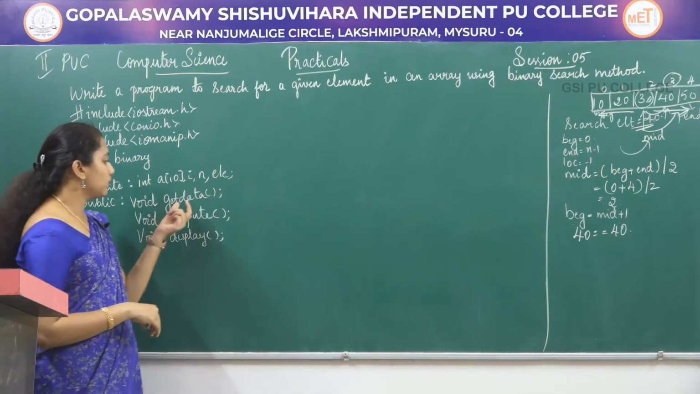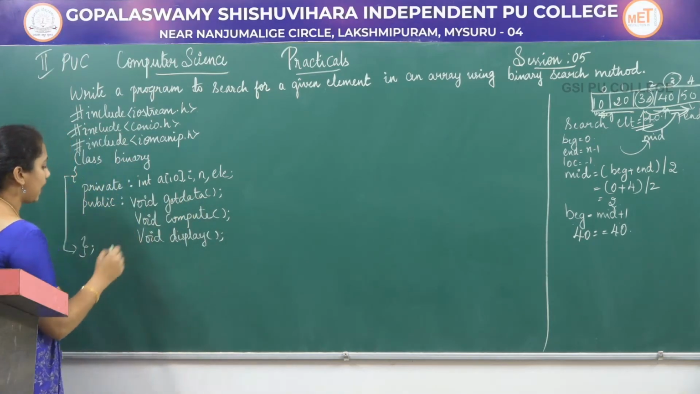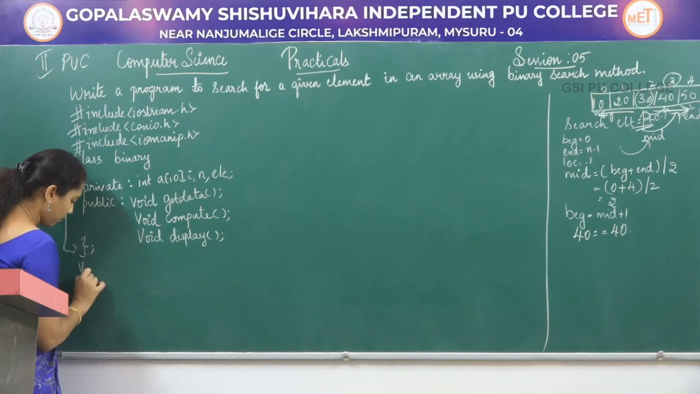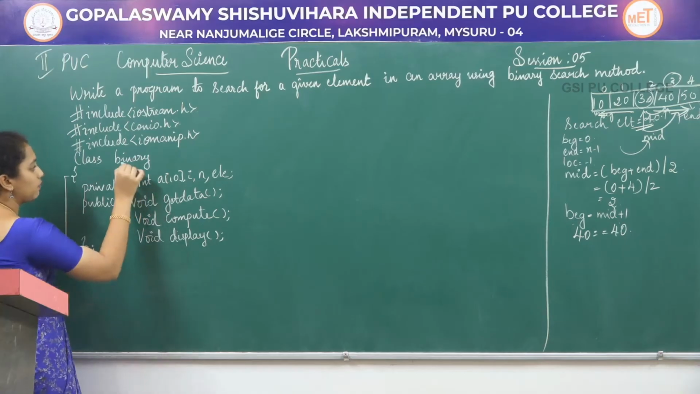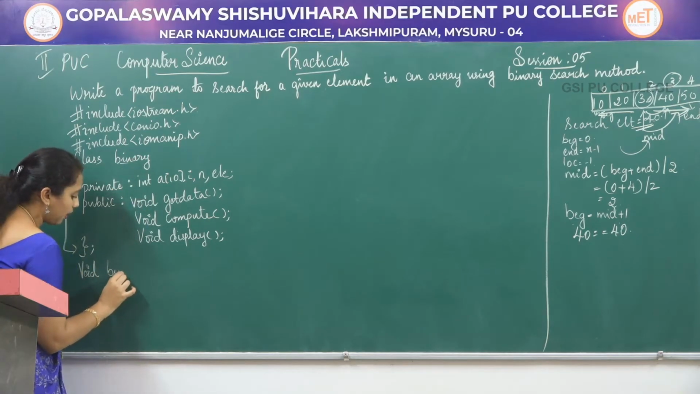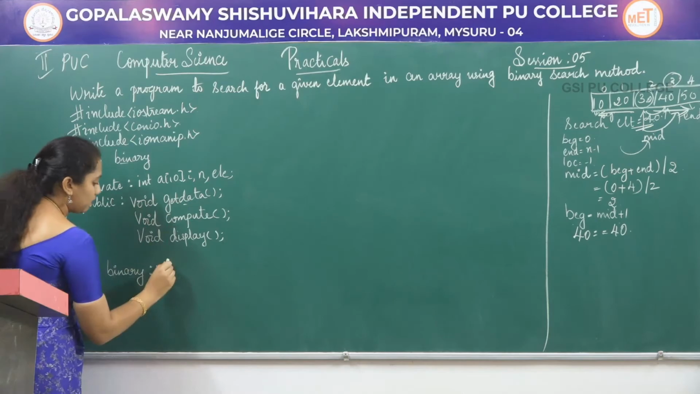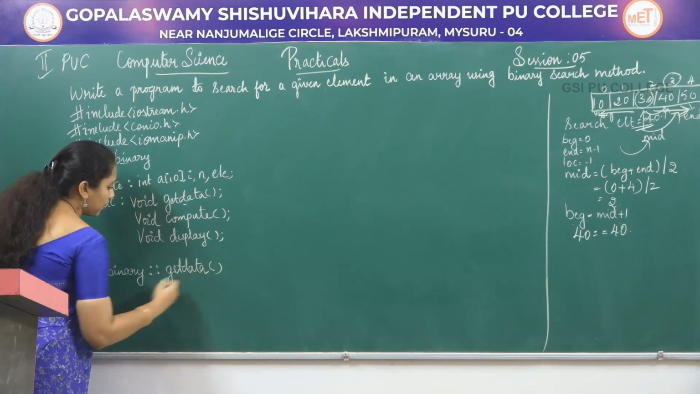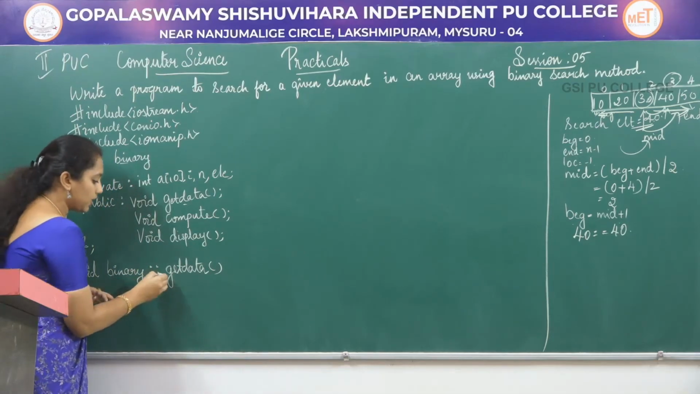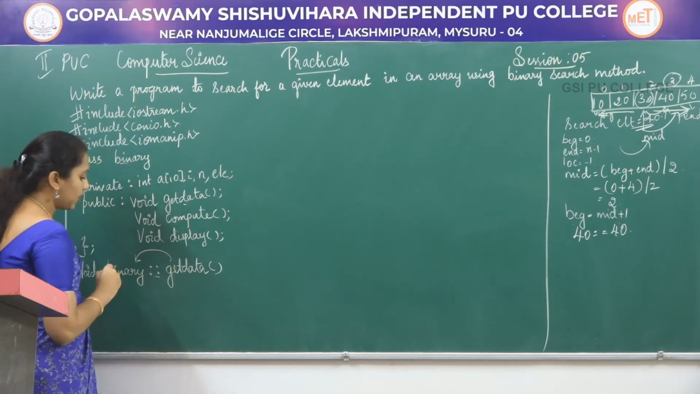Next, I am going to define these functions outside the class. First we have to mention the return type. What is the return type? The return type is void, followed by the class name. What is the class name? The class name is binary, then the scope resolution operator, then the function name. What is the function name? The function name is get data. The scope resolution operator is used to refer that this function belongs to this class.